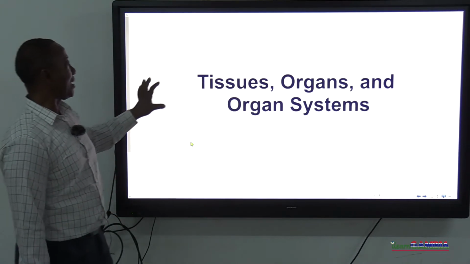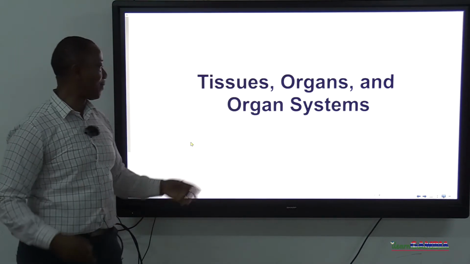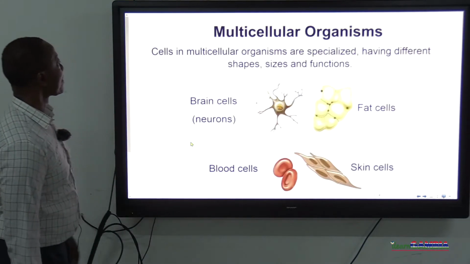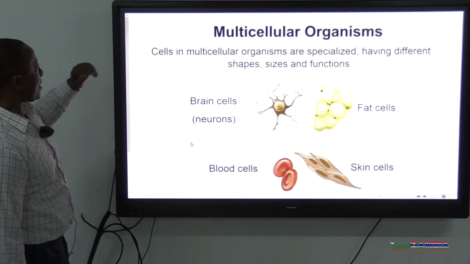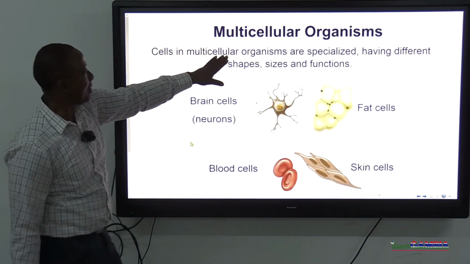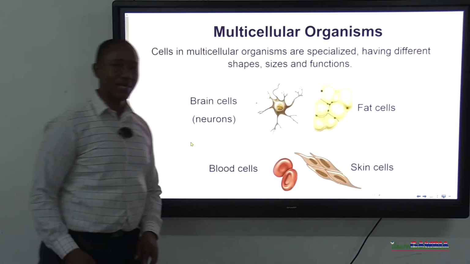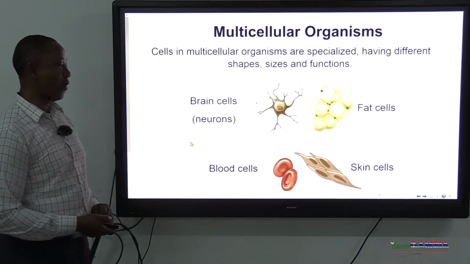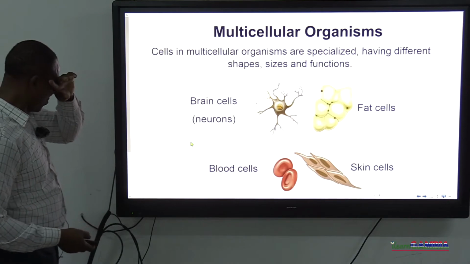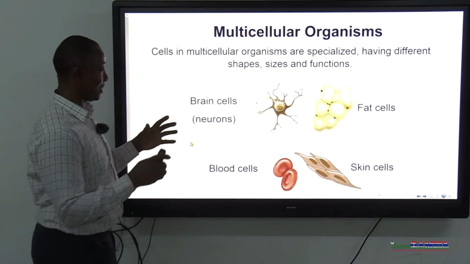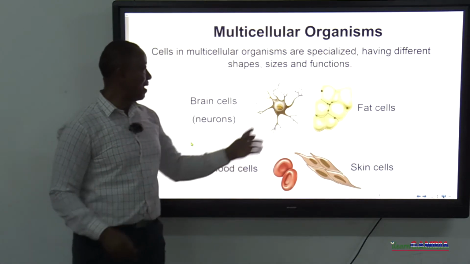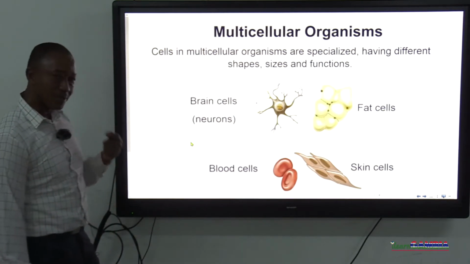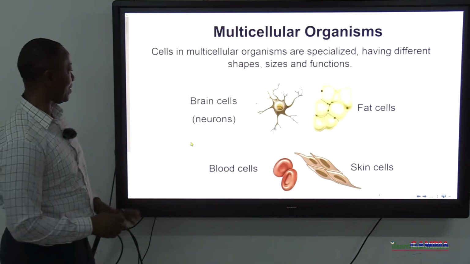So we already mentioned the different parts of the cell. Now we're going to look at cells forming tissues and organs and organ systems. We said cells in multicellular organisms are specialized. They have different shapes, sizes, and functions. So here are some cells that are specialized in the sense their structure is different from others, and the work they do is also special or different.